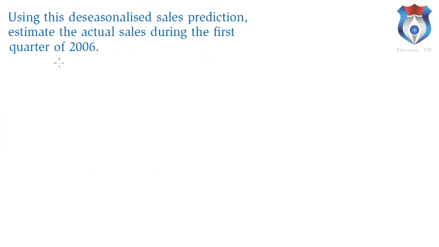Say you are now asked, using this deseasonalized sales prediction, estimate the actual sales during the first quarter of 2006. So the difference here is one of these has been deseasonalized. It's had that seasonal index number applied to it to smooth it out. We want to know what the actual sales might be, so going back a step. Our deseasonalized sales prediction was 77.82. Now, to go back towards actual sales, we're going to need those seasonal index numbers.